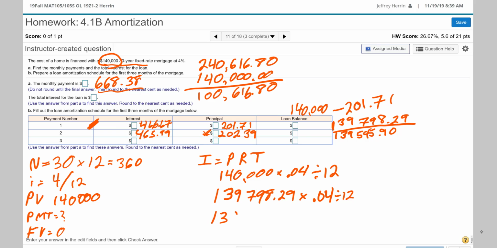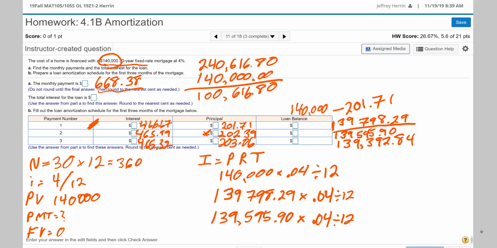We've got $139,595.90. We'll multiply that by the 4%, divide it by 12, and we get that the interest on our third month is $465.32. Subtract that from our monthly payment, and we find out that this month our principal is going to be $203.06. And then we'll subtract that from the previous month's balance, and we get $139,392.84. As you can see, the principal goes up a little bit every month. The interest goes down a little bit every month.